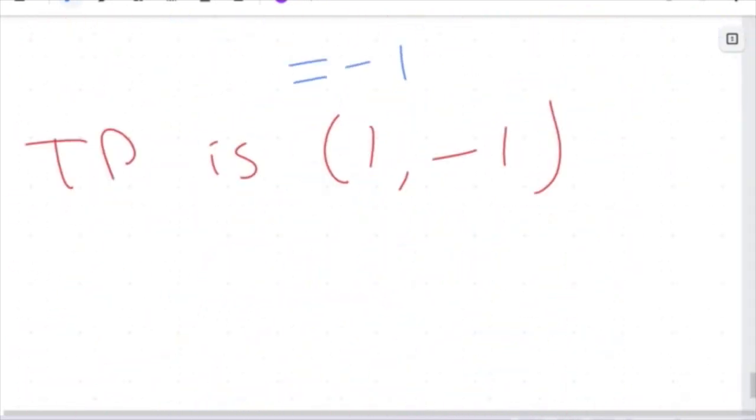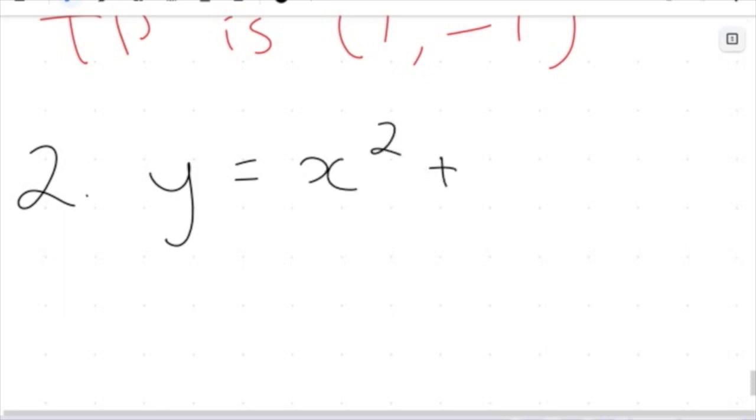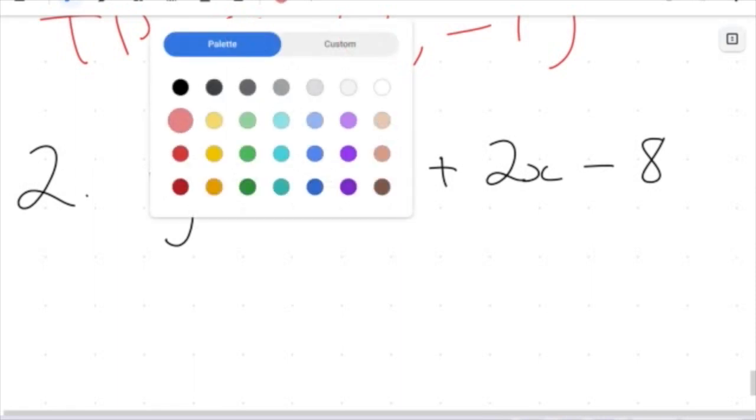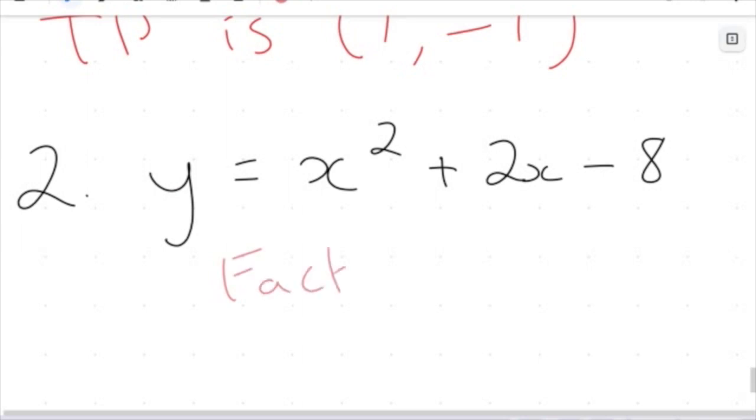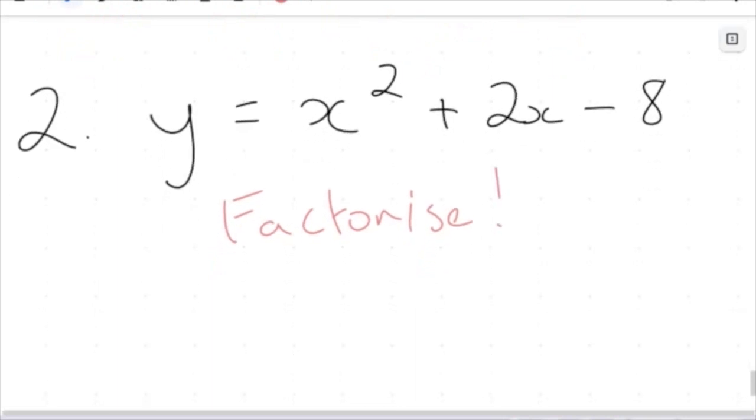So now we're going to move on to one last final question, and this one is a little bit trickier in the sense that we have a little bit more to do. So we have y equals x squared plus 2x minus 8. Now, remember our first step is always to factorize. We want this as some kind of binomial product or any type of product. So factorizing is the first thing I want to do here.